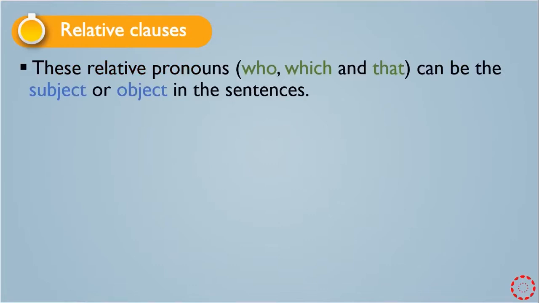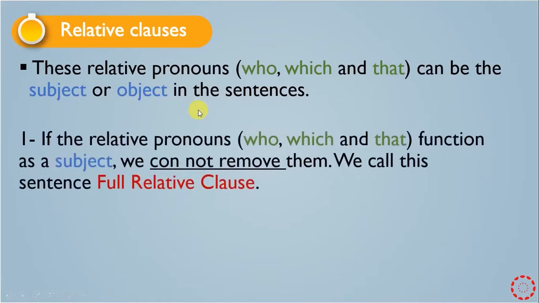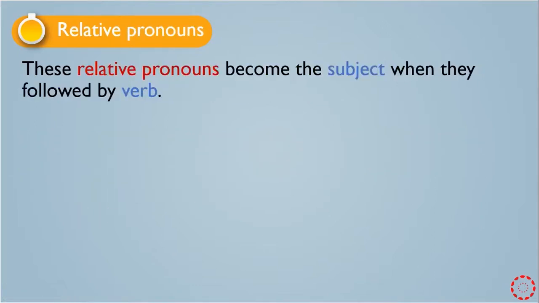These relative pronouns who, which, and that can be the subject or an object in the sentence. It means these relative pronouns can function as a subject or an object in the sentence. The first point: if the relative pronouns who, which, and that function as a subject, we cannot remove them. So we call this sentence a full relative clause. These relative pronouns become the subject when they are followed by a verb.